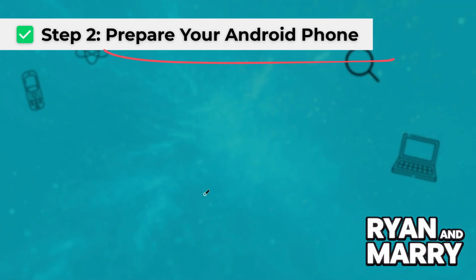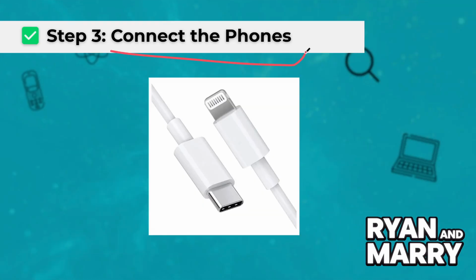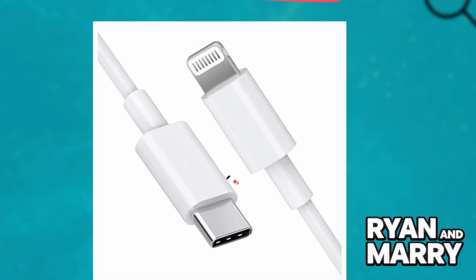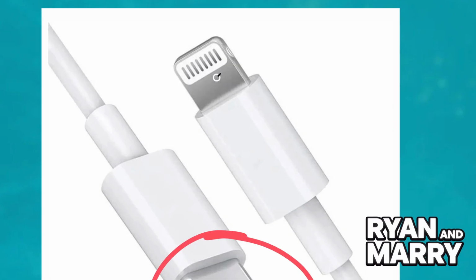Step 3. Connect the phones. Now, connect your iPhone and Android using a Lightning to USB-C cable. If you don't have one, the app also works wirelessly.